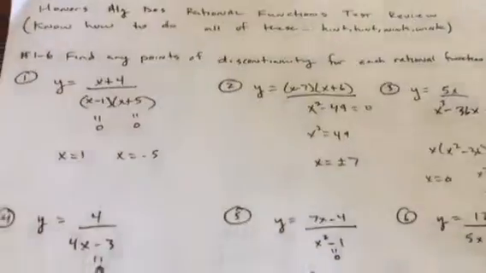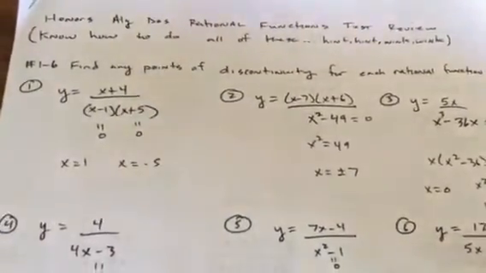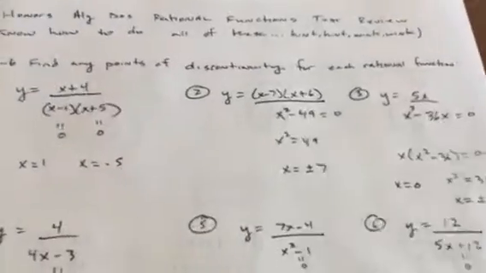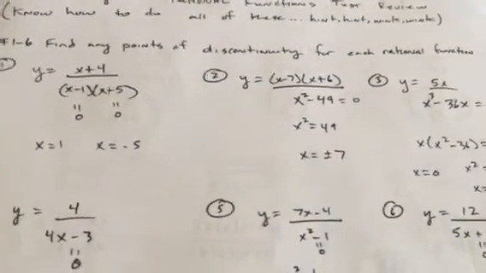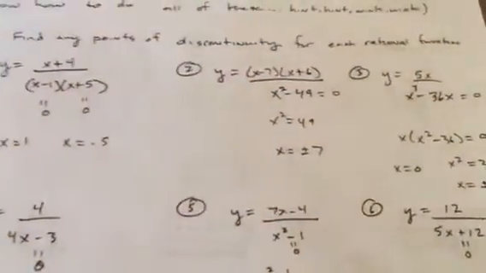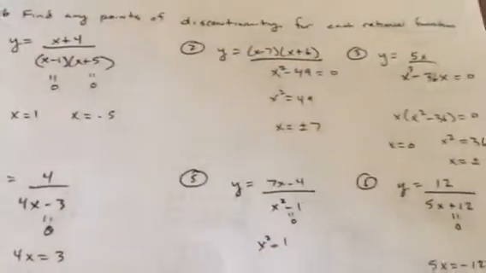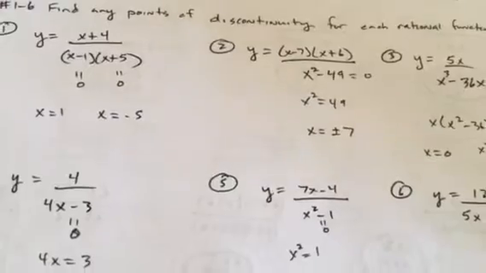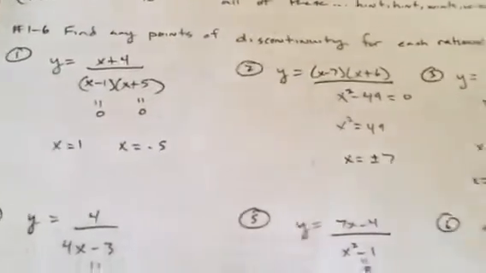Guys, 1 through 6, you just need to find any points of discontinuity. That's anything that makes the denominator 0. Remember, that is a math sin. You cannot divide by 0. So you simply set the denominator equal to 0 and worry about nothing else. You don't have to describe it. You don't have to call it a hole or an asymptote. You just simply set the denominator equal to 0.